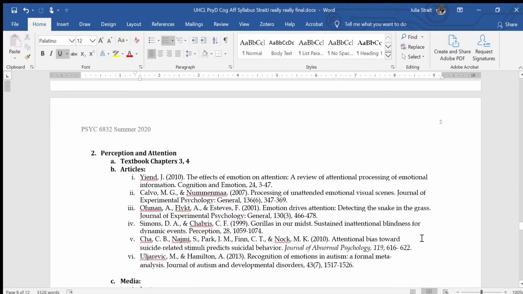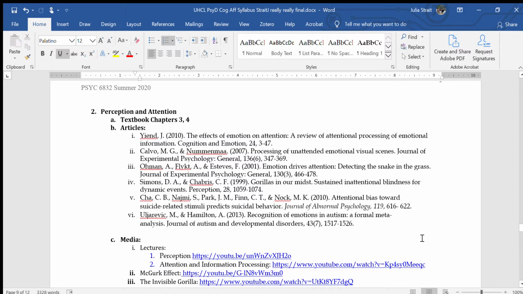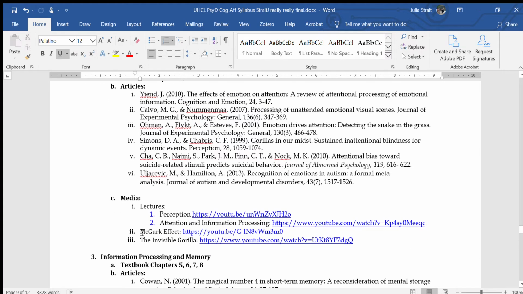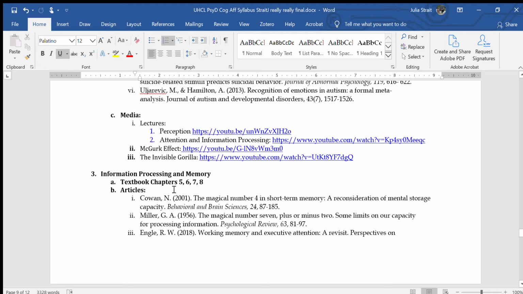The second module is about perception and attention, cognition and affect as applied to those things. Here's your lectures, some interesting videos about the different scientific or experimental effects that are found there. And then, chapter 3, here's some more. Module 3, information processing and memory.